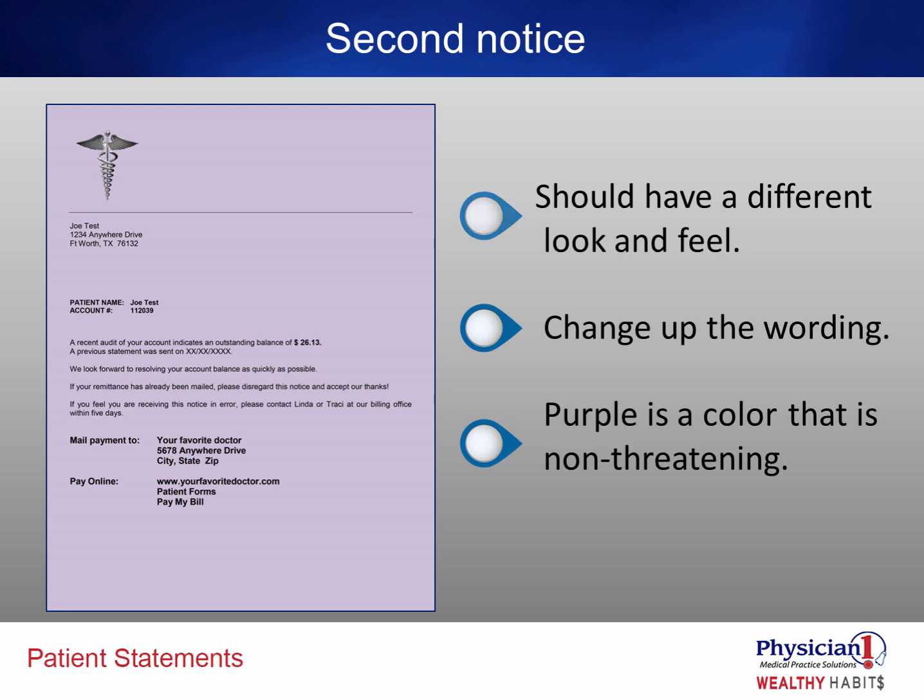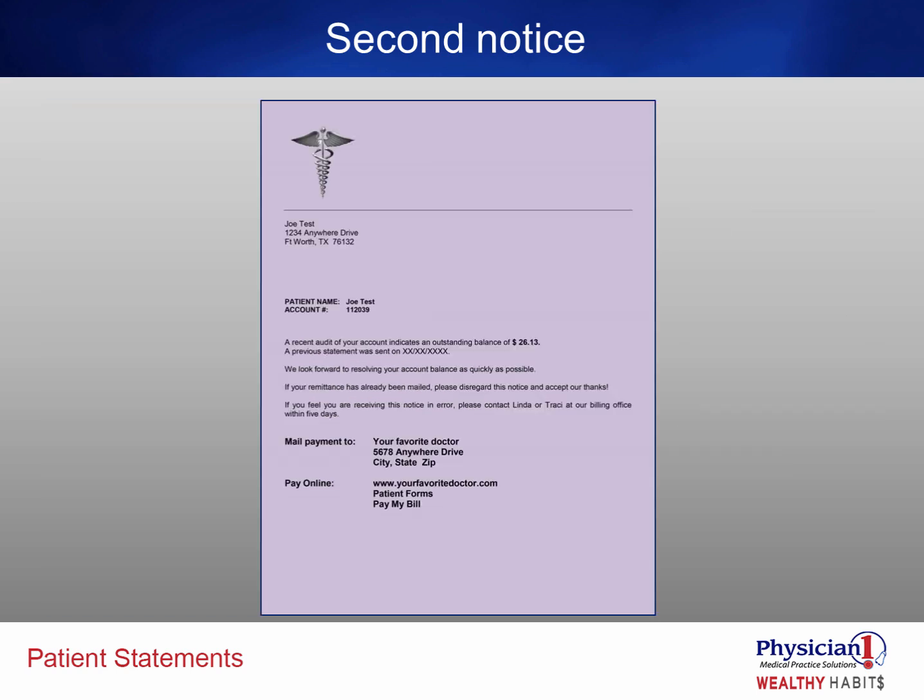This notice needs to have a completely different look, a different layout, different wording, and even a different color of paper. All of these things evoke a different response than just getting another statement. Here's an example of a second notice. You can see that it's more of a letter format. It includes the patient name and account number, the date and amount of the statement we're following up on, and how to make a payment online or by mail.